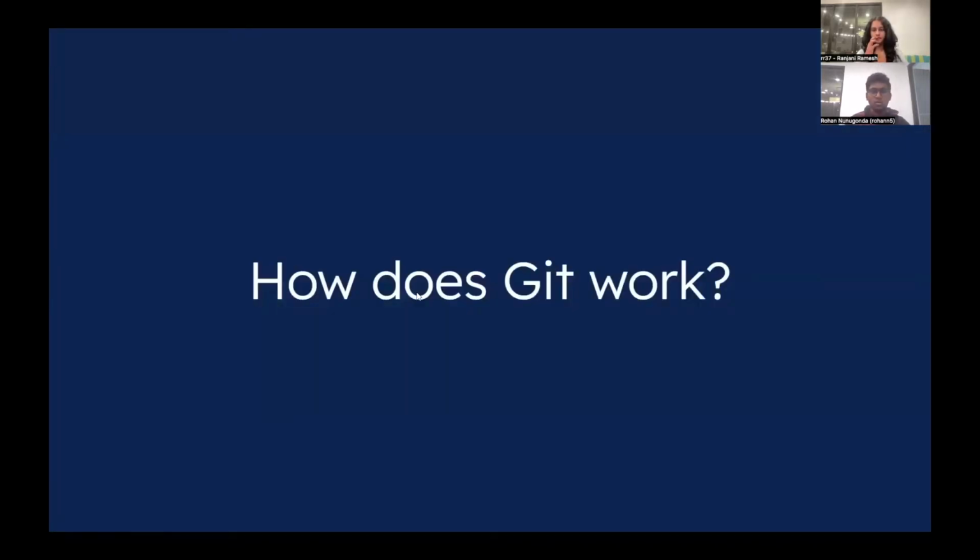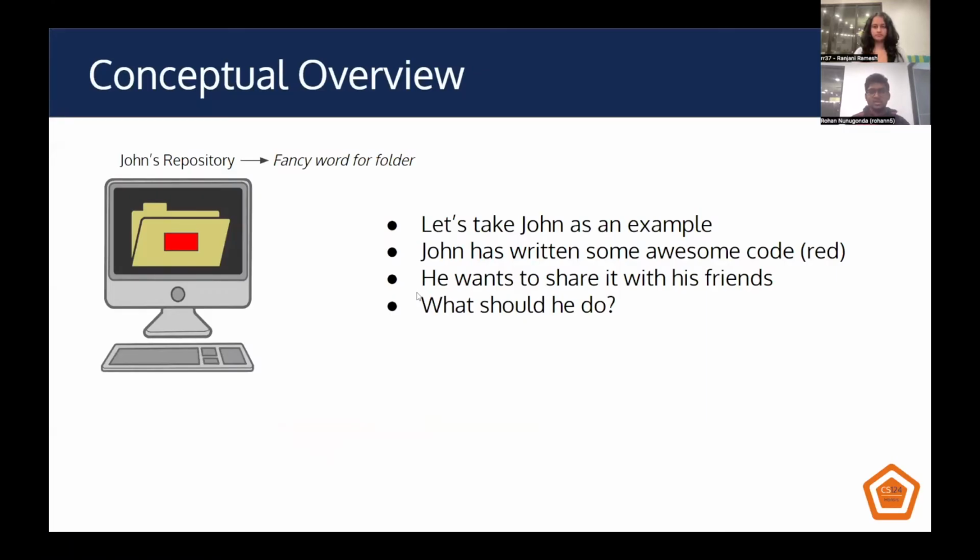So how does Git work? To explain Git to you guys, as a very broad conceptual overview, we have an anecdote that hopefully goes over the broad details of Git. So let's take John, for example. John is a developer. He has written some amazing code, and he has it stored on his computer in a repository. So if you can see on the left here, we have John's repository. It's marked in red at the moment.